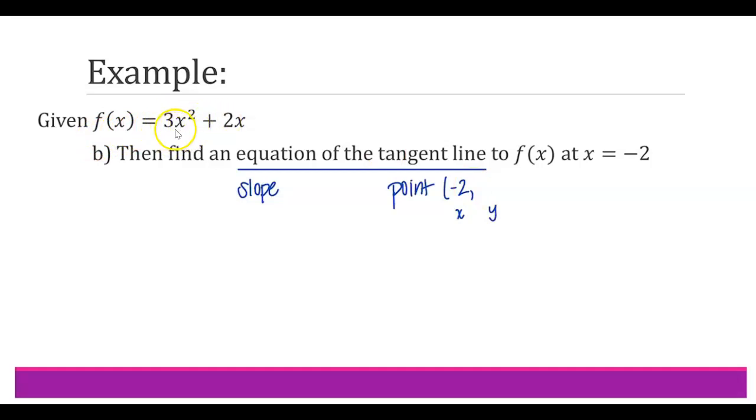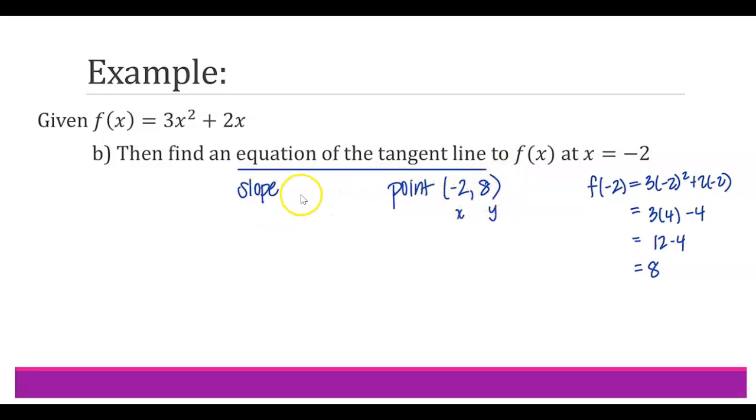So here, if I plug in -2, we'll do that work on the side, f of -2 is 3 times -2 squared plus 2 times -2. So we're looking at 3 times 4 minus 4. So 12 minus 4. So we're looking at the coordinate point being -2, 8. So we have half of what we need. We have a point, x y, -2, 8, and we need a slope.